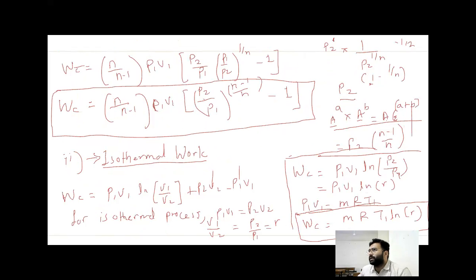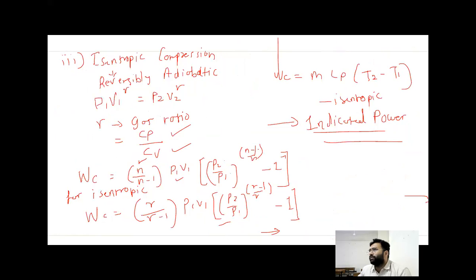The final equation was like this: n upon n minus 1 into P1 V1, in bracket (P2 upon P1) raised to (n minus 1) upon n, minus 1, bracket complete. So this way the equation was there. Then we derived it for isothermal compression. In that case, we get the equation m R T1 log of the pressure ratio. And finally, we went for isentropic compression. So that way, in each case, we calculated indicated power.